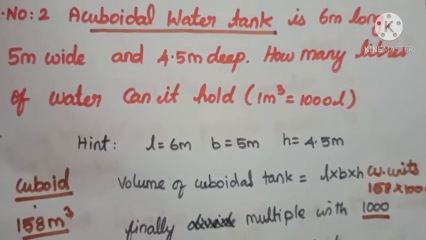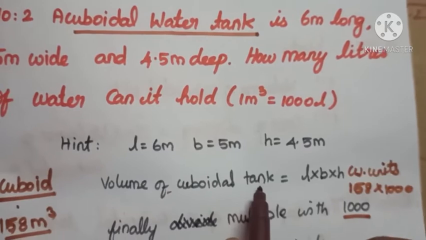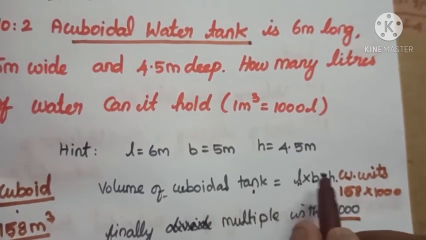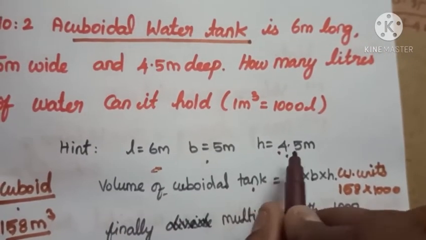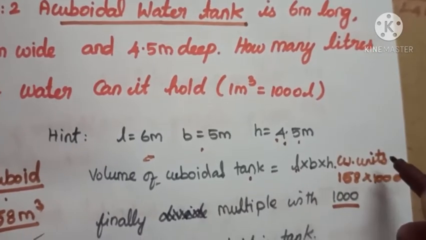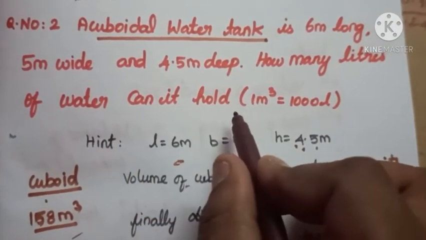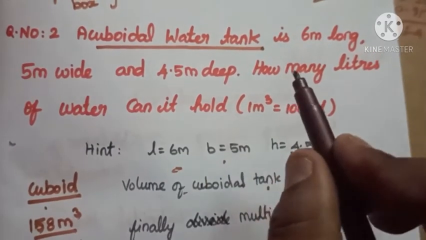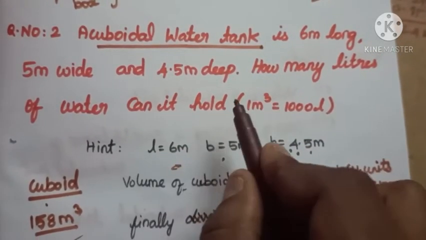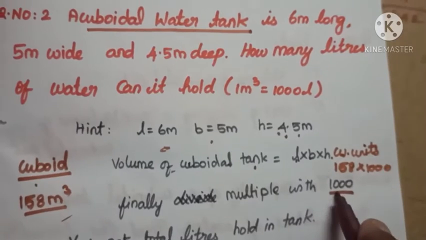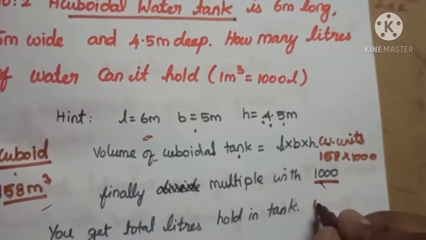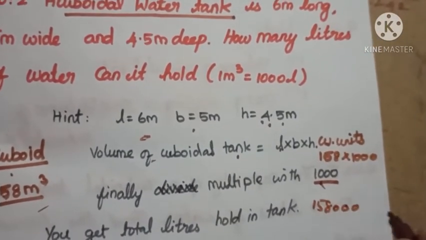So first you find the volume of a cuboidal tank by substituting the values of length, breadth, height as usual. You get one value in meter cube. Okay. So how many liters of water can it hold? The total liters of water it can hold is equal to the volume multiplied by 1000. For example, 158,000. So how many liters?